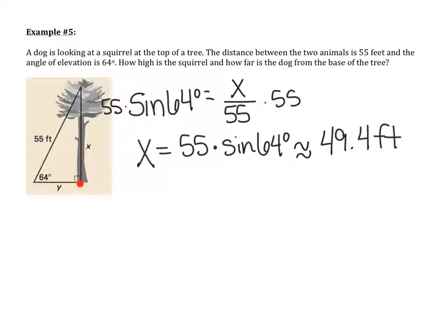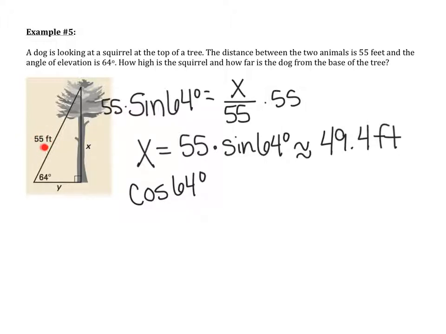That's the distance from the dog to the base of the tree. Using the 64-degree angle, the y is adjacent to that 64-degree angle. So I have adjacent over my given hypotenuse, so I'm going to use cosine. And one thing I want to note here as I'm writing this out is you do not want to use this answer that you got for x because that's an approximate answer. So we want to always go back to the numbers that we were given.